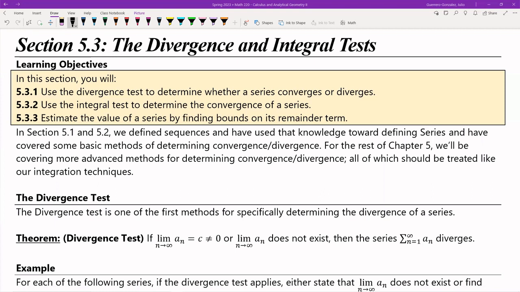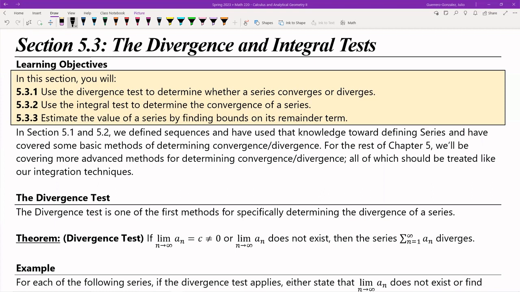Hello everyone, this is the lecture for section 5.3, the divergence tests and the integral tests. In section 5.1, we learned about sequences, and in section 5.2, we learned about series. We started to define things for each one, sort of the underlying theory. We built off of sequences, and based on the theory for sequences, we're able to do things for series.